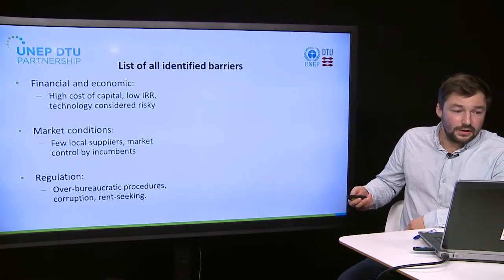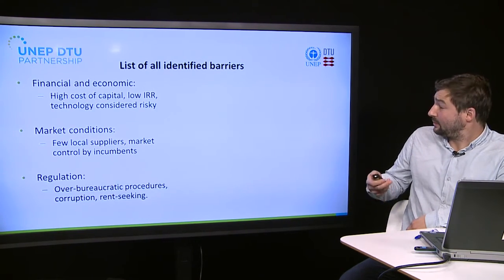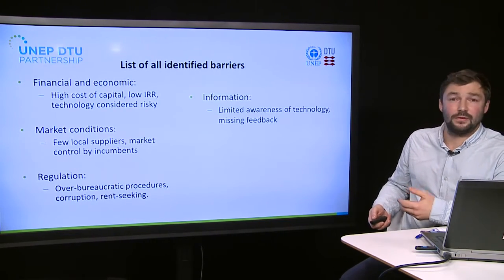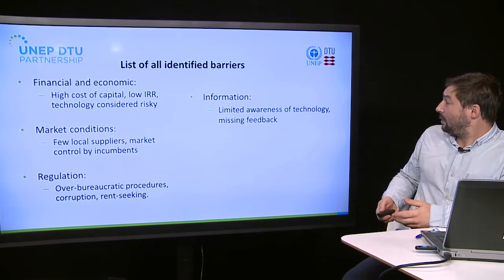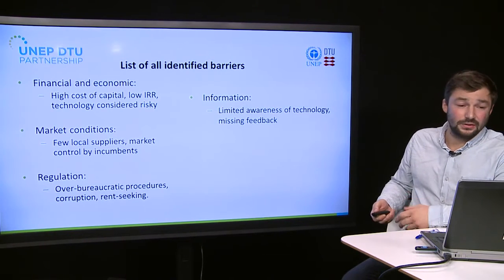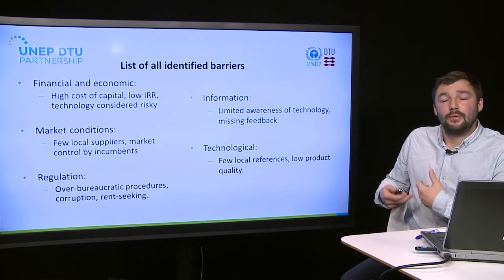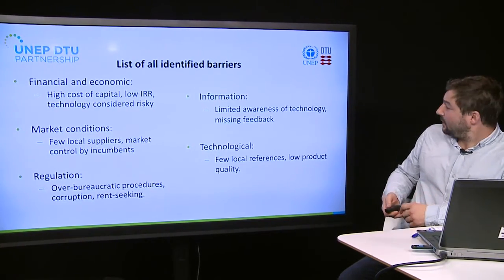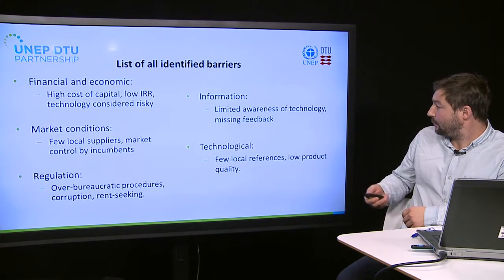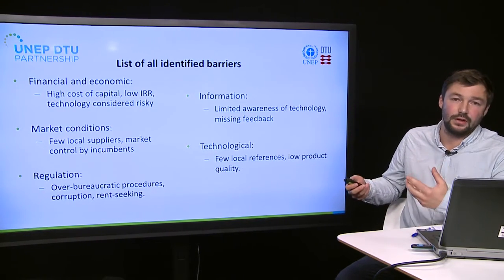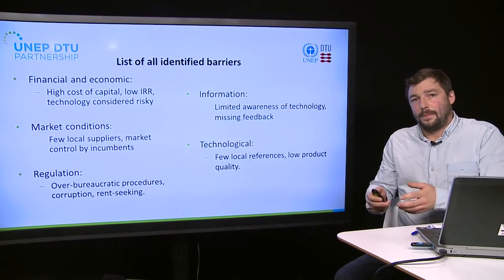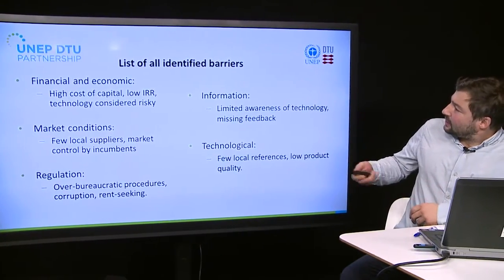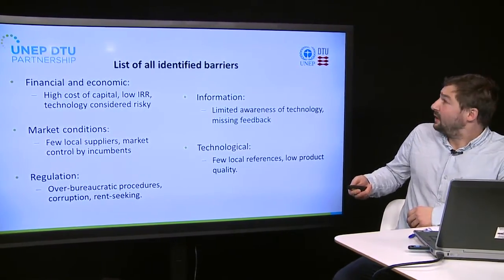In terms of regulation, there might be problems related to over-bureaucratic procedures, corruption, and so forth. And similarly, there may be barriers in terms of information. There may be a limited awareness of the technology, missing feedback links, and so forth. And finally, reports and consultants' papers may have addressed the case of technology barriers. There may be few local references, projects, and so forth. So the result of the overview of barriers may look something similar to a listing of all of the identified barriers.